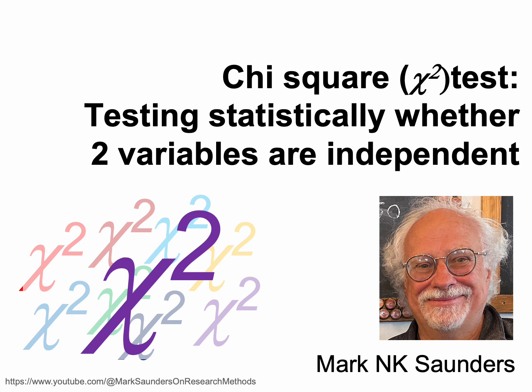Hello, my name's Mark Saunders, and this is a YouTube video presentation on the chi-square test, which we use to test statistically whether two variables are independent. It's one of a series of YouTube presentations on my YouTube channel, Mark Saunders on Research Methods, and you can see the link to this on the bottom left hand side of every slide.